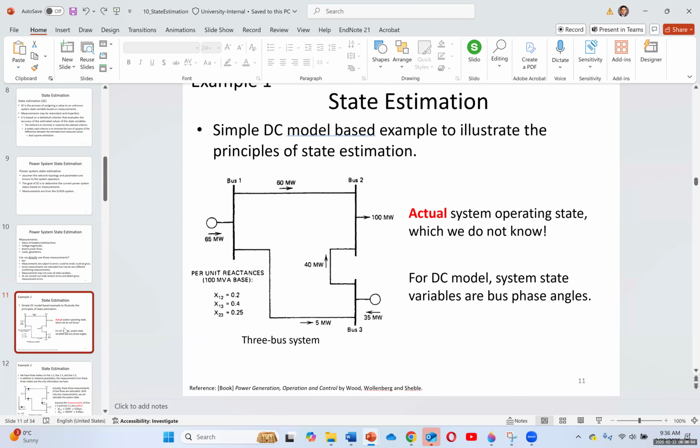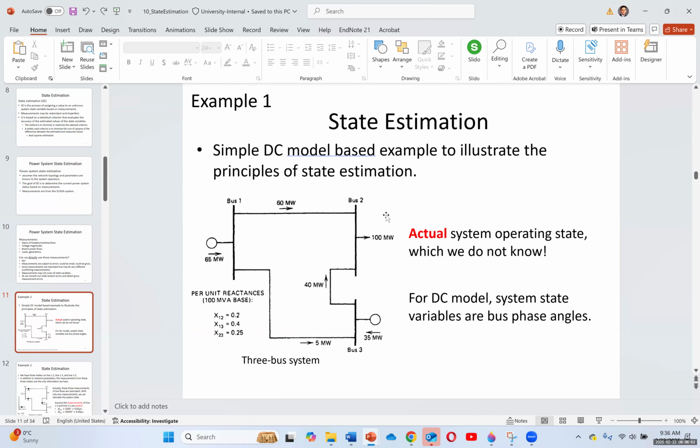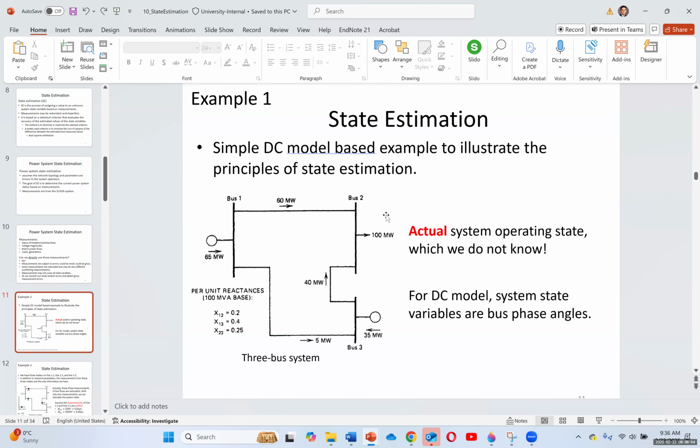Now, let's solve an example. I will solve this problem with three or four different examples. So we have a simple DC model based example to illustrate the principles of state estimation. We have two generators here, a 65 megawatt and a 35 megawatt, and the load, which is 100 megawatt.